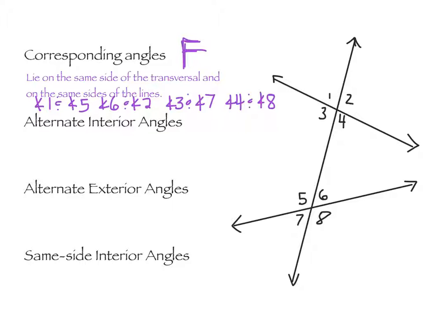Okay, what if I make this F? In the armpit of the F. So upside down and backwards, but it's still an F in the armpit of the F. Those would be corresponding angles.